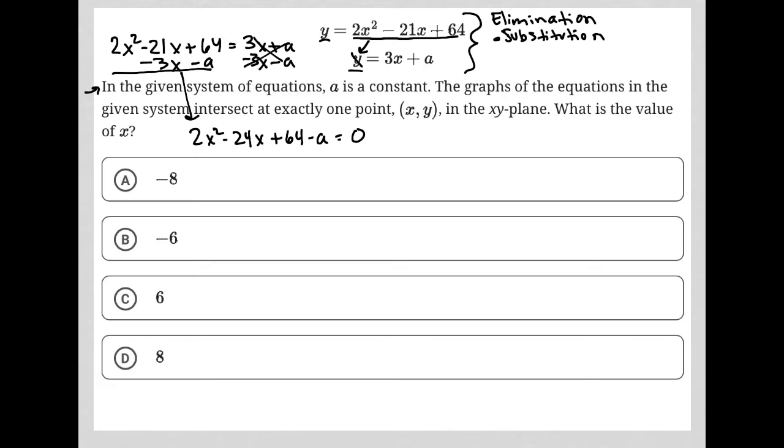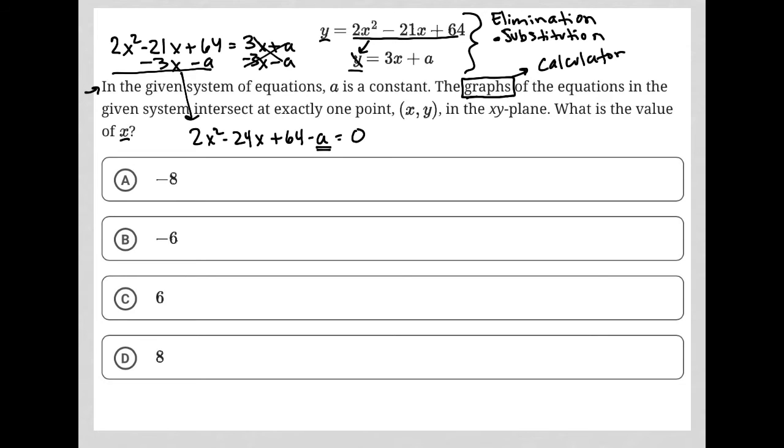Okay, so graphs are mentioned, which means I could graph this by hand, but why would I do that if I have a graphing calculator? So most likely we're going to use a graphing calculator here. So they intersect at exactly 1 point, x, y, in the xy-plane. What is the value of x? All right, well, in order for me to figure out the value of x, I'm going to first of all need to figure out the value of a.